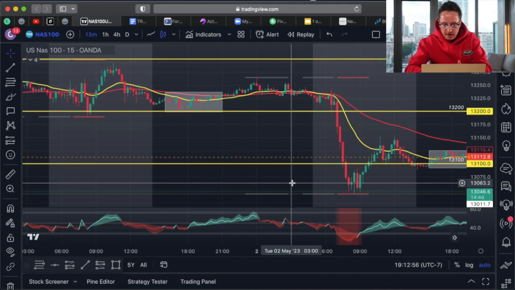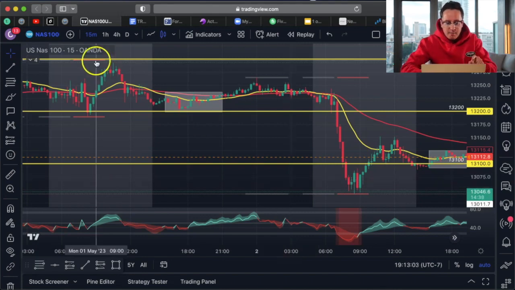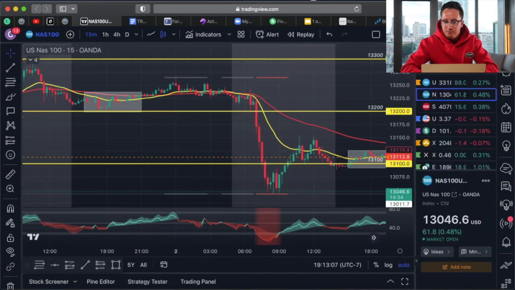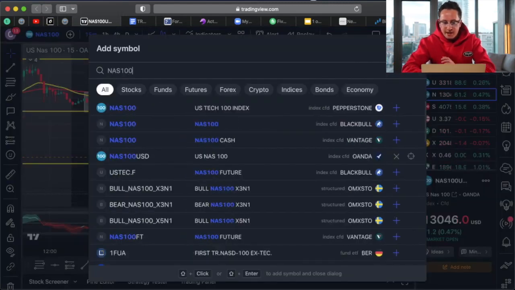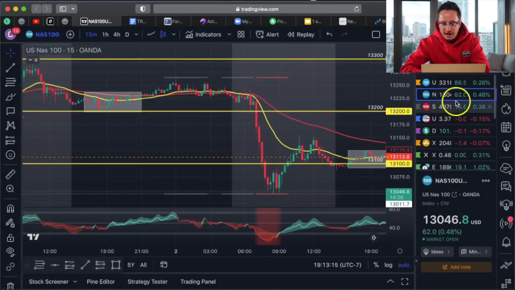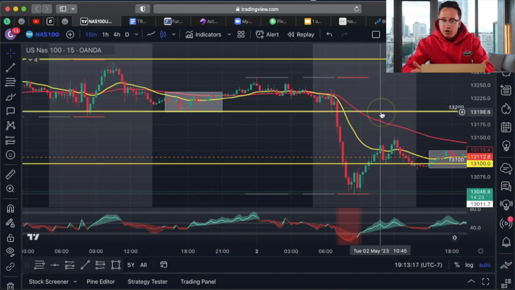So the first thing that we need to go over is what currency pair, or what NAS100, are we going to be using? And I'm actually using the NAS100 Oanda. So if you go to your watch list and click plus, type in NAS100, it's going to be NAS100 Oanda right here. Once you add that, you're going to go to the chart, and then we're going to go to the next step.